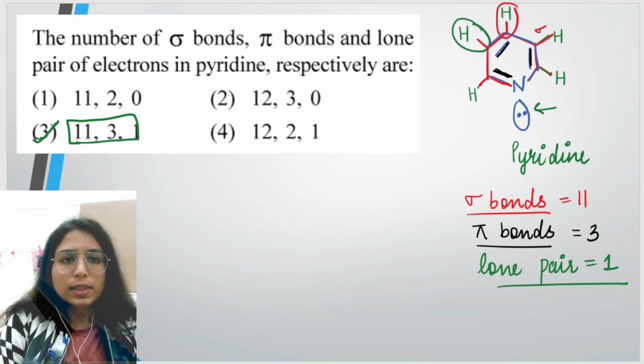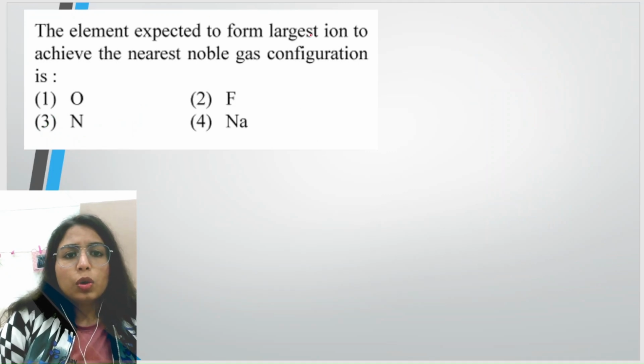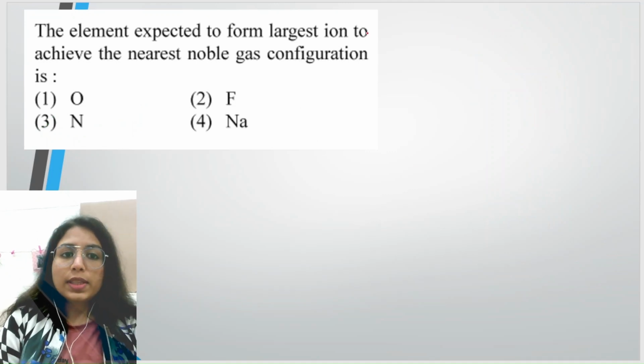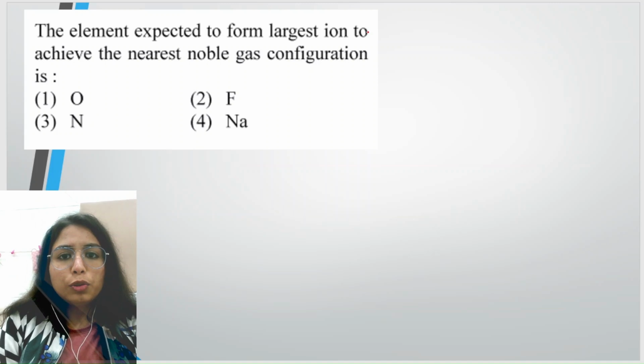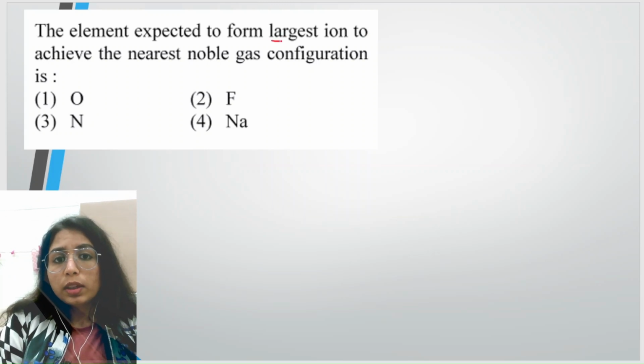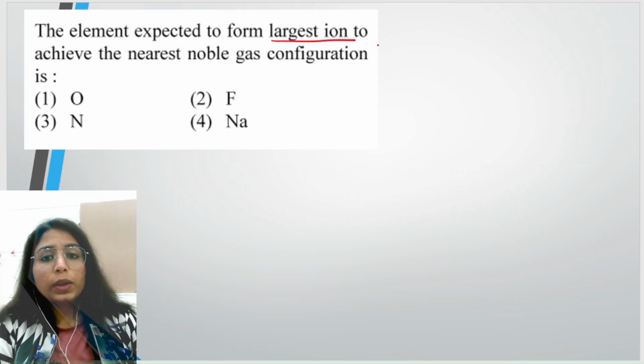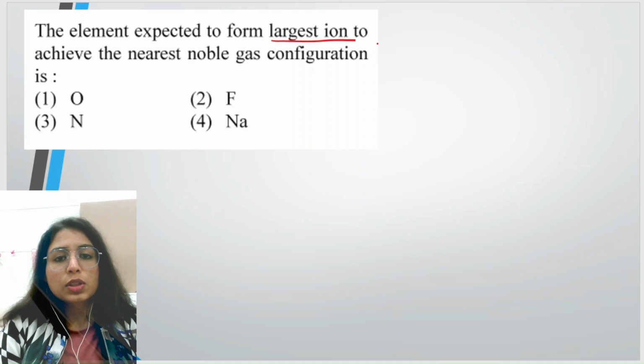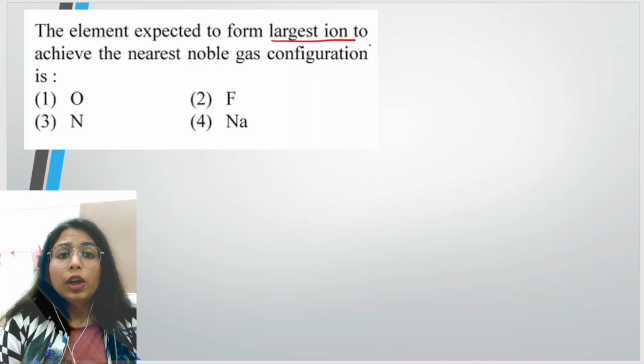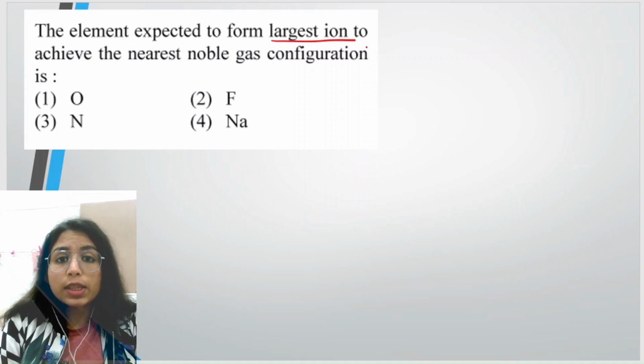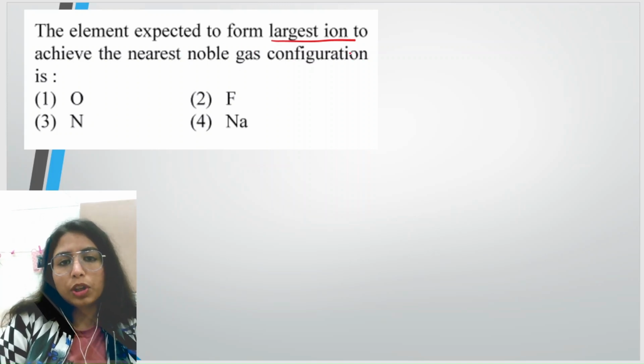Here we have our second question, which says the element expected to form the largest ion to achieve the nearest noble gas configuration is. Here you have to understand the language of this question. What it is trying to say is you have to tell the largest ion, basically that ion which is larger in size, formed to achieve the nearest noble gas configuration.